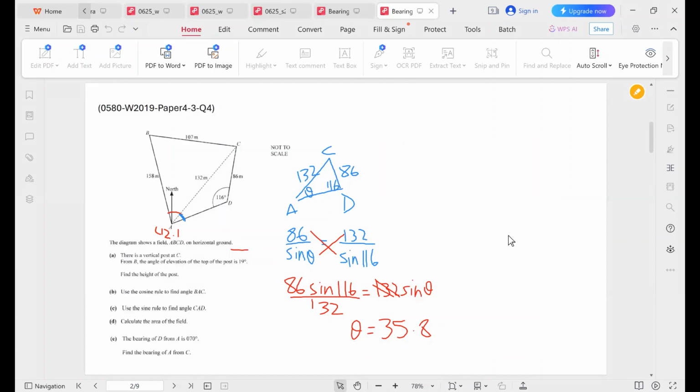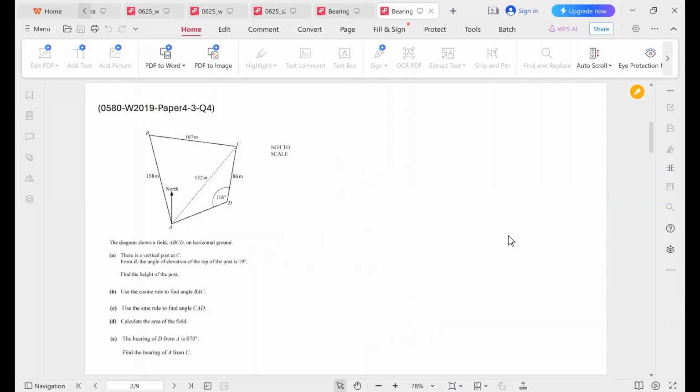Now I'm going to include that as well on the drawing. So we have 42.1 and 35.8. So let's just put them in. So this here is 42.1 and this here is 35.8. Moving on, in D we are required to calculate the area of the field.